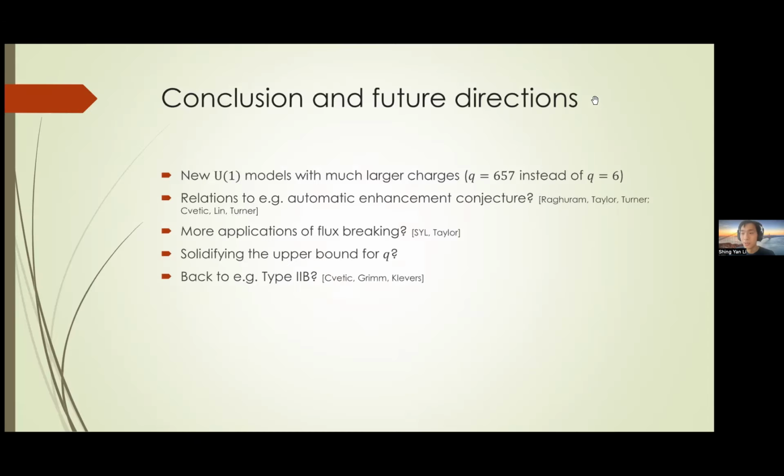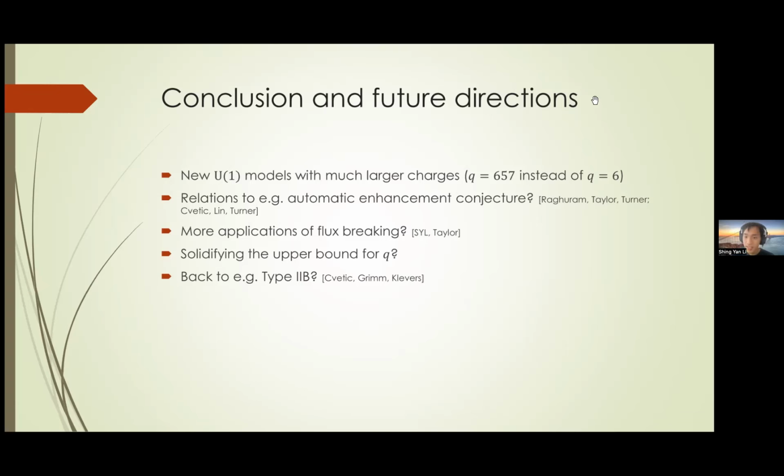So now let's conclude what we have got. The main result is very simple. We found new U1 models with much larger charges, Q equals 657, compared with previous literature. And there are certainly many directions to go on.